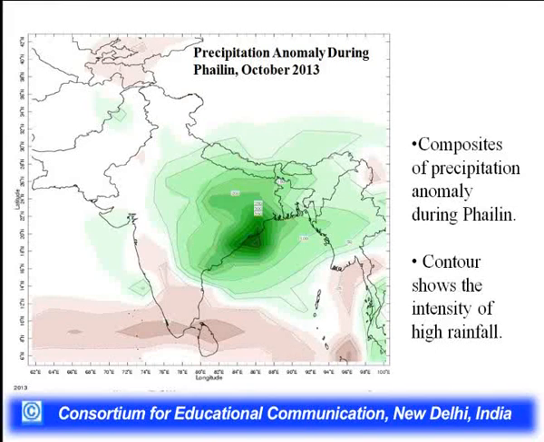You see here an intensity map. Hope you will remember during Phailin how science and technology can play a very important role. Now the gravity of the problem can be shown through the map. The magnitude of the problem can be shown through a map. You see here where we had the high intensity rainfall during Phailin, so accordingly policymakers can take precautionary measures.